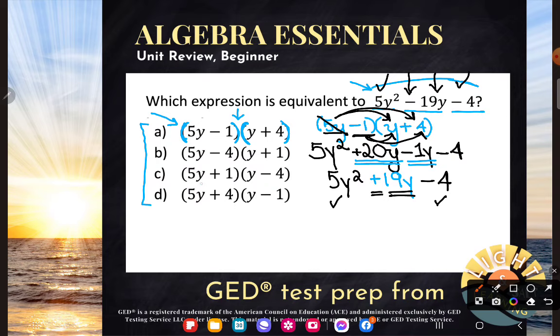Oh, let's try this one. See, instead of being 5y minus 1, I have 5y plus 1. And instead of it being y plus 4, I have y minus 4. So I think A didn't work, no, but let's try multiplying out C.